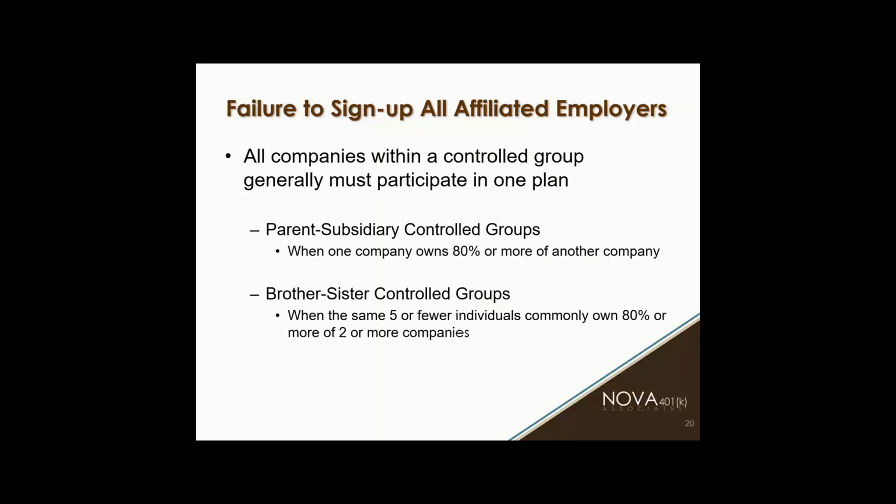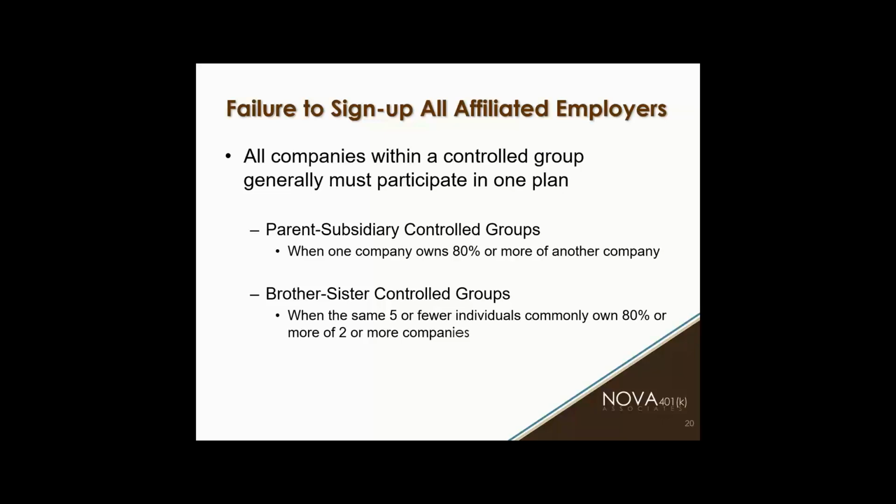Failure to sign up all affiliated employers. Again, all companies within what we call a control group generally need to participate in one plan. There are two different types of control groups. One is called a parent-subsidiary control group. This is when one company owns at least 80% or more of another company. The IRS views those two companies as a single company, and you would generally have them both signed up for the plan and both eligible to participate in the plan.